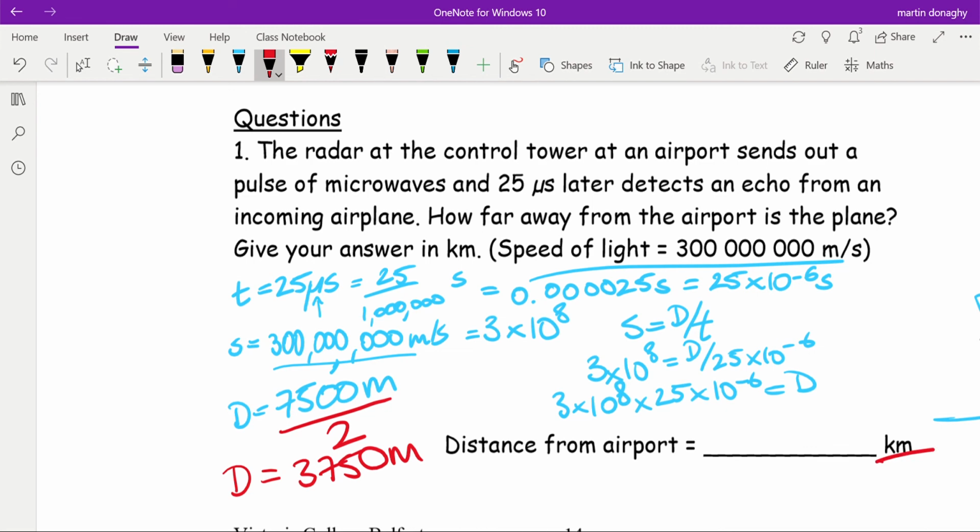However, if we look at this unit, it's in kilometers. So we have to divide by 1,000 at the end to get it into kilometers, and that will give us 3.75 kilometers. So we're just doing exactly the same things we do for the echo questions, only the speed's much larger and the times will be much, much shorter. That's the only difference here. Try the questions below. Once again, I'll post a little video at the end that goes through the answers.